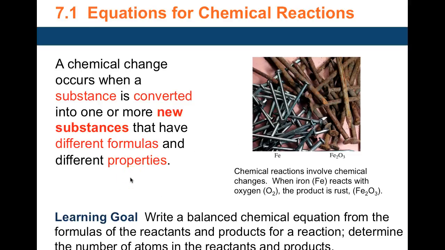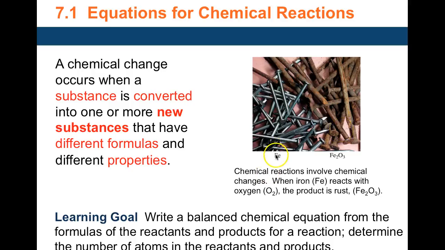So a chemical change is when the identity of the original substance is fundamentally changed and then a new substance forms. This new substance is different because its formula is different, its properties are different. So here in this picture you can see nice shiny bright iron, just iron nails, and then you see this dull reddish rust developing on the nails.